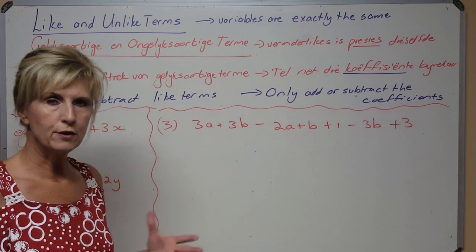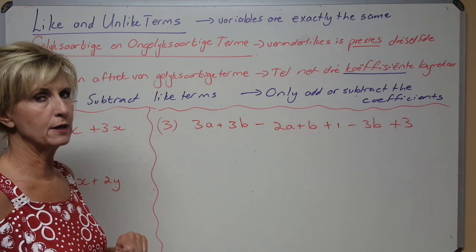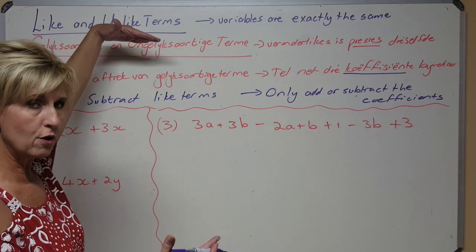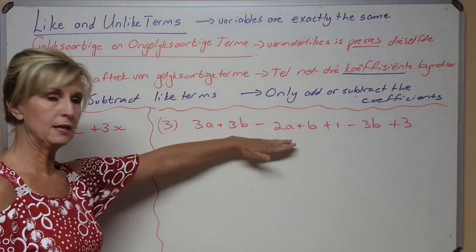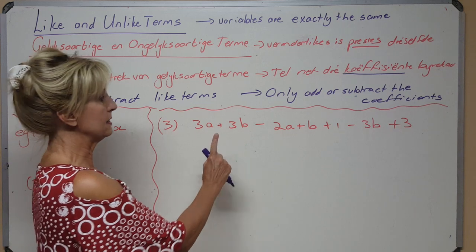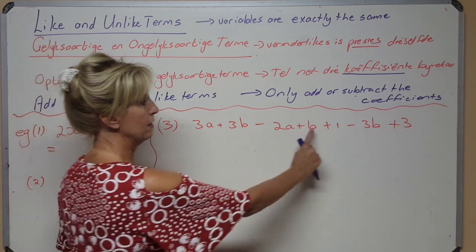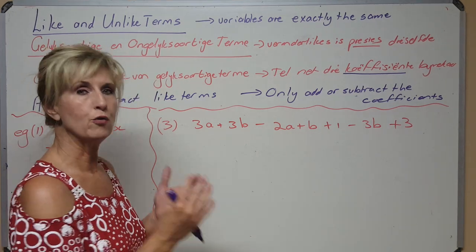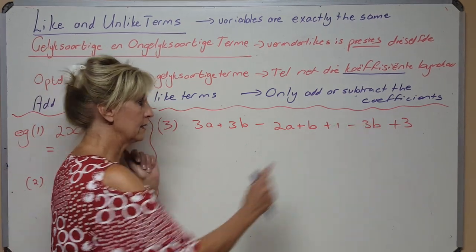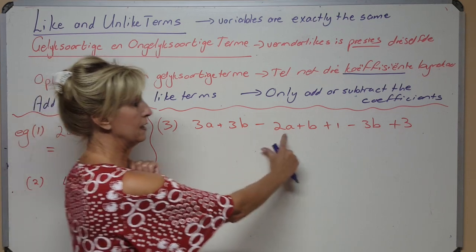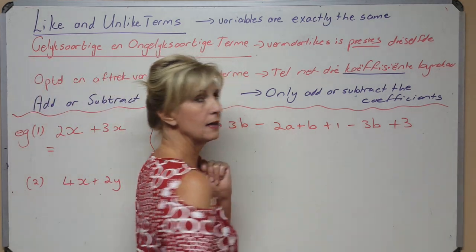Alright, there's lots of new information. And the next piece of information is like and unlike terms. We know what terms are. If I give you this expression here, how many terms are there? Separated by pluses and minuses. There are 1, 2, 3, 4, 5, 6, 7 terms. That's not the question. Hoeveel terme is in hierdie uitdrukking? Terme word geskei deur plusse en minusse. So daar is 1, 2, 3, 4, 5, 6, 7 terme.